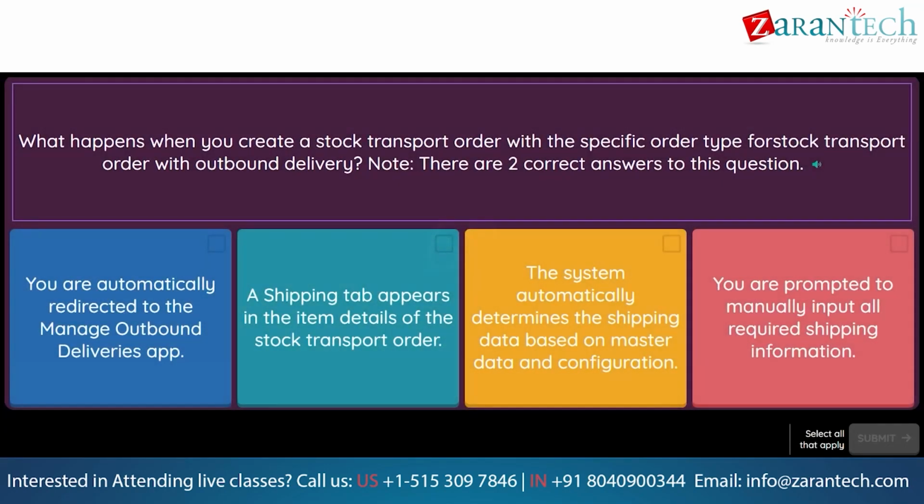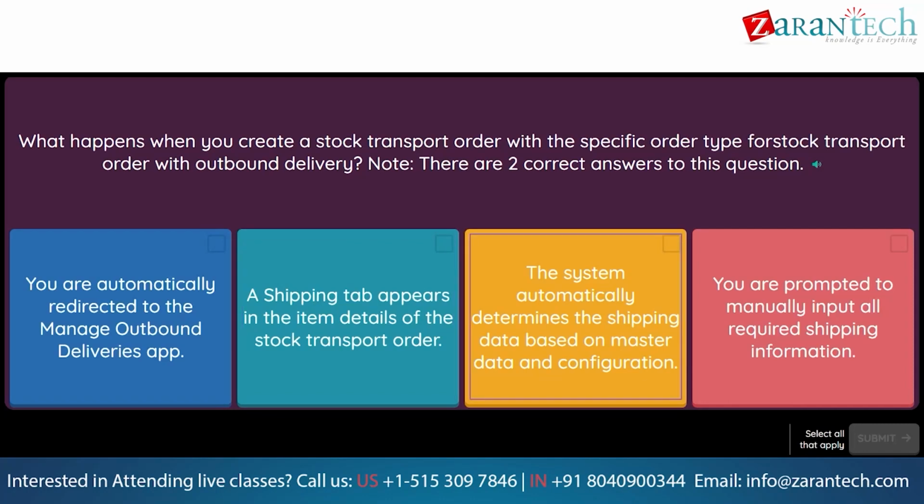Question: what happens when you create a stock transport order with the specific order type for stock transport order with outbound delivery? Note, there are 2 correct answers to this question. Option 1, you are automatically redirected to the Manage Outbound Deliveries app. Option 2, a shipping tab appears in the item details of the stock transport order. Option 3, the system automatically determines the shipping data based on master data and configuration. Option 4, you are prompted to manually input all required shipping information.